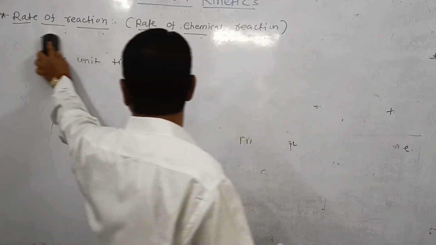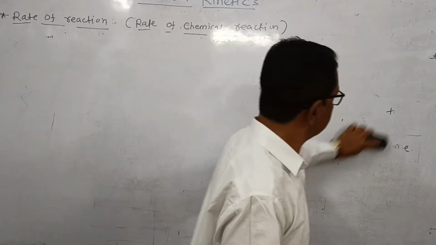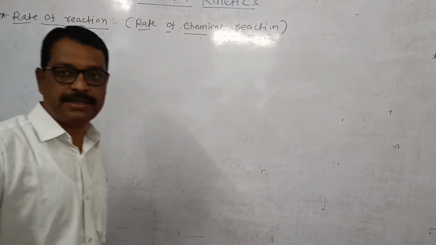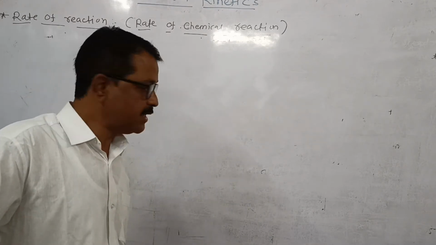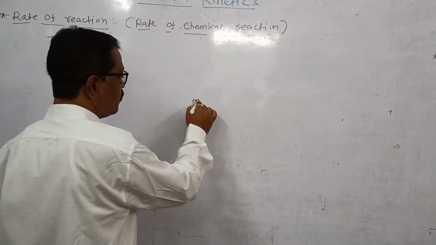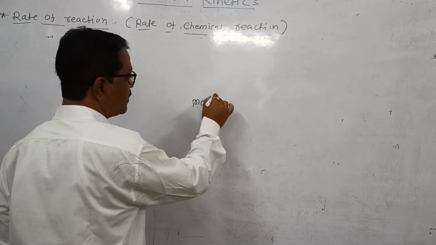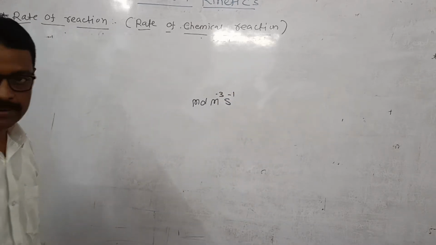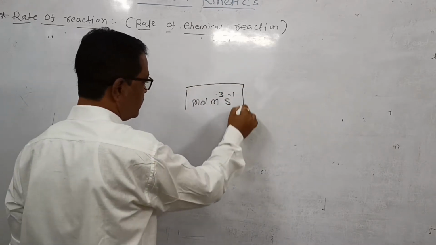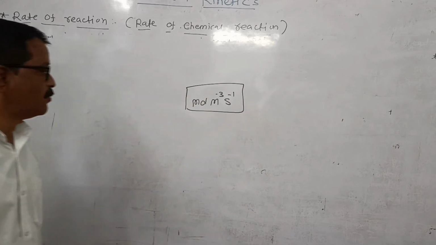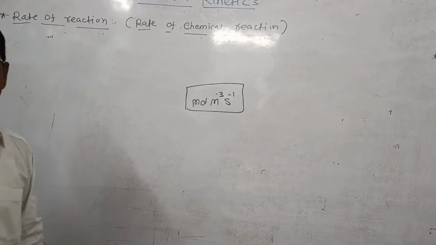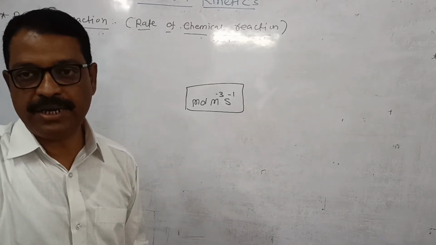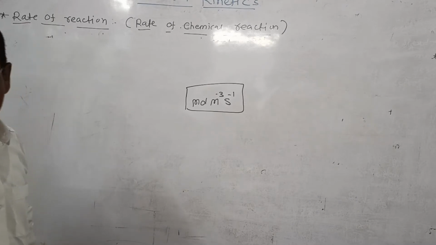Then, according to IUPAC, the rate of chemical reaction should be expressed in mole per meter cube per second. The rate of reaction can be expressed in two ways.